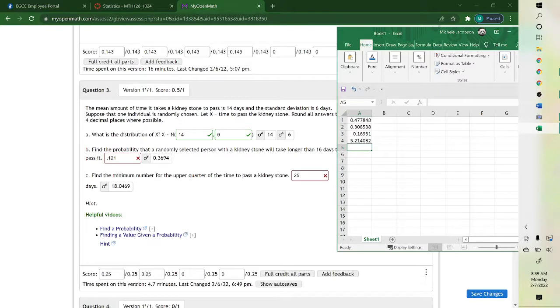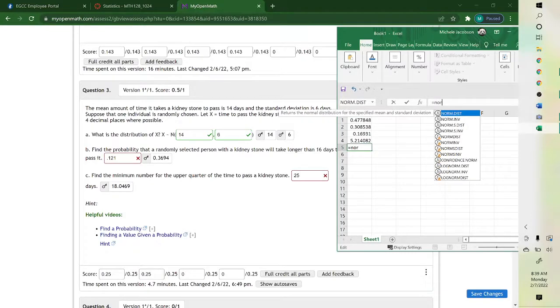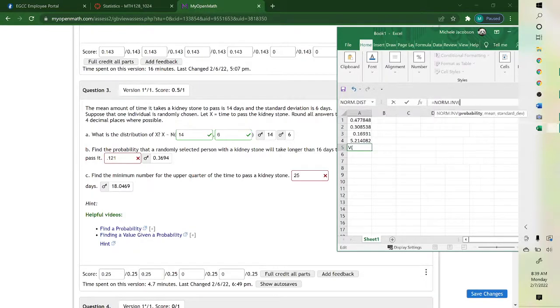So if we're looking for, let's do this one. If you're looking for the minimum number for the upper quartile, that would be 75% of the data. And so we would go equals, norm, and we have the percent, so we're using the inverse one, 0.75, comma, the mean, which was 14, standard deviation 6, and hit enter, and our number is 18.0469.